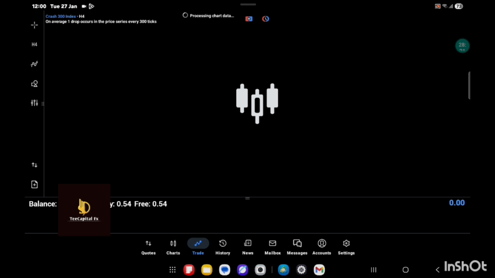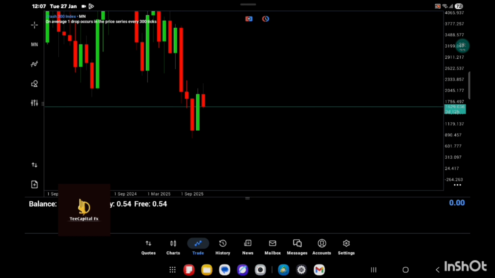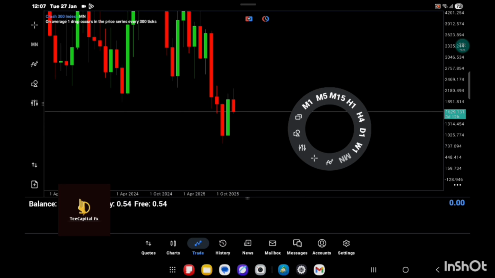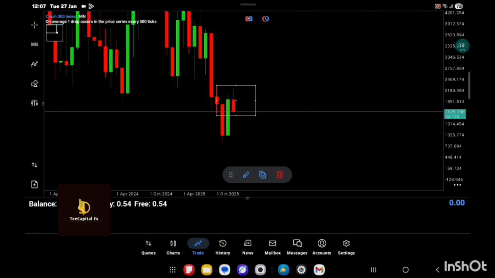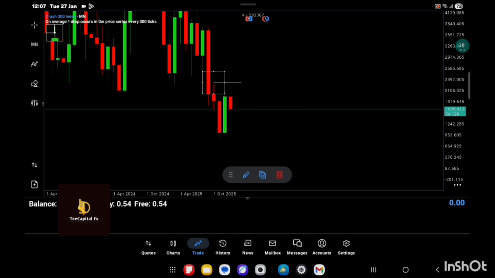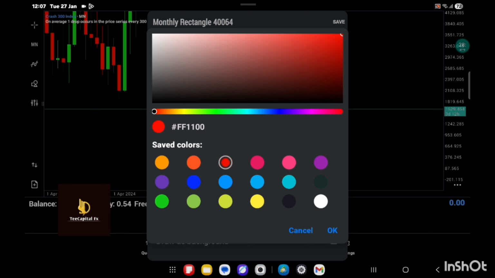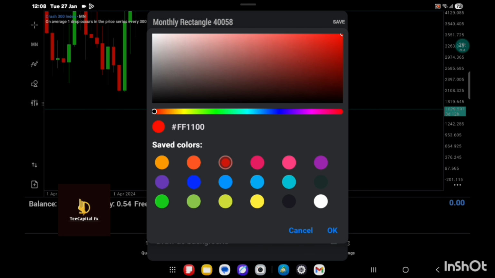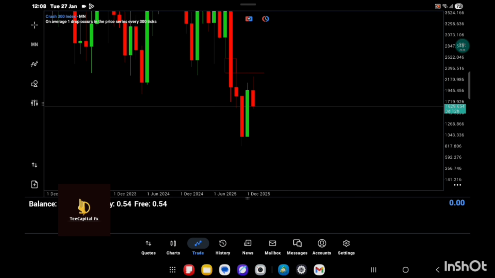It's the network. It's coming up now. Okay. Yep, Crash 300. Remember, we'll start marking from the monthly. We have a nice fair value gap, but obviously, remember our monthly is always red. Always red. Obviously, it's turning out to be a breakaway gap for now, and price is rallying towards the downside.